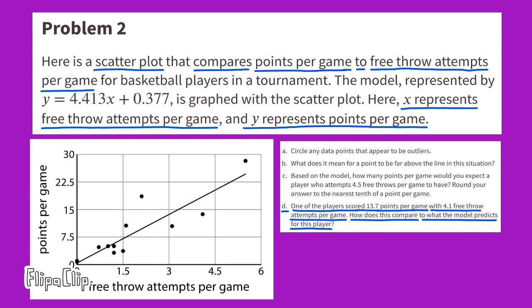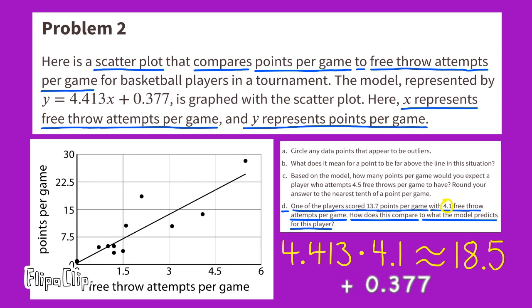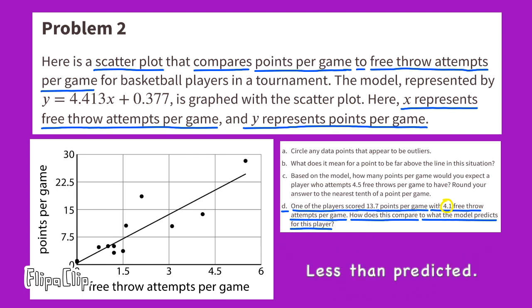D. One of the players scored 13.7 points per game with 4.1 free throw attempts per game. How does this compare to what the model predicts for this player? 4.413 times 4.1 plus 0.377 equals approximately 18.5, which means the player is scoring less than predicted.